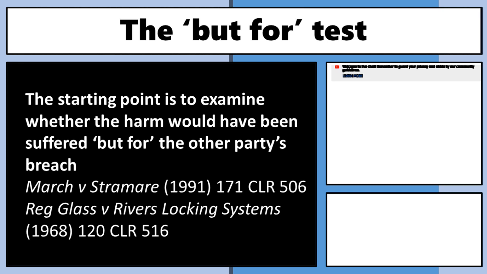In me explaining that, and certainly Reg Glass and Rivers Locking System is a contract law case. It involved, as you could probably imagine, a locking system where there was a contract to put a system of locks into a building, and one might argue if you put a system of locks into a building that there's probably an implied term that those locks would keep burglars out. And they didn't. Didn't keep the burglars out. Burglars came in. And this went all the way to the High Court.